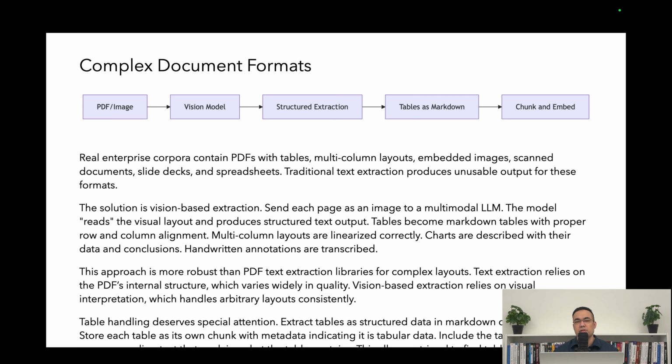For scanned documents, the vision model handles OCR implicitly. No separate OCR step is needed. The model reads the text directly from the image, including handling skewed scans and handwritten annotations.